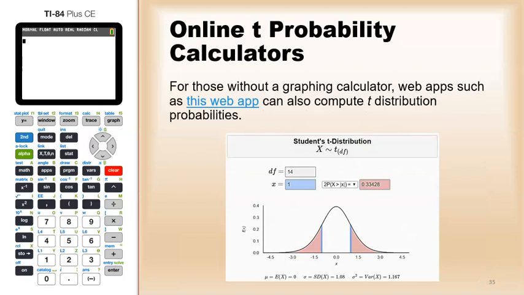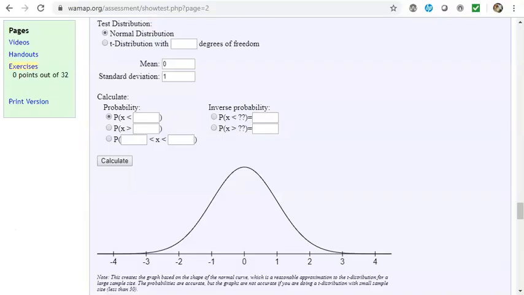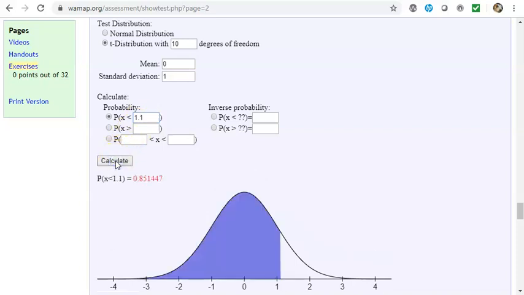There are also a lot of online calculators out there. For instance, your homework often has this calculator where it's set at normal distribution, but you can do t-distribution, then enter, say, degrees of freedom 10. Take your choice on what type of probability you want to find. I want to say the probability is, say, less than 1.1, just to pick something. And you can see that probability is 0.85.